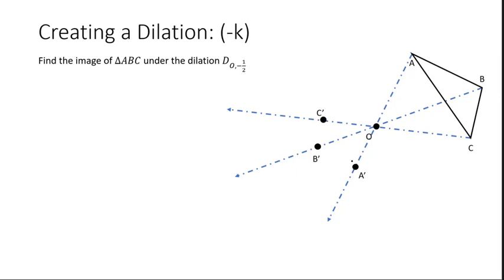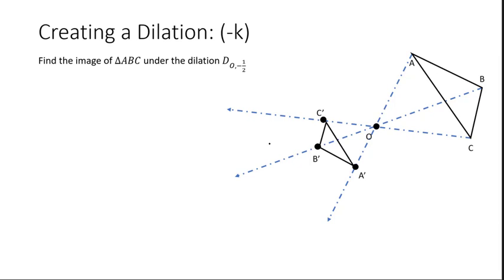So what that looks like would be something like this, where we measure the distance from O to A, and then find half that length and go to find A prime down here. So from O to A prime is half the length of OA. And then O to B prime is half the length from O to B, and O to C prime is half the length from O to C. So we measure those to find these different points, and then connect the dots to get this new triangle right here.